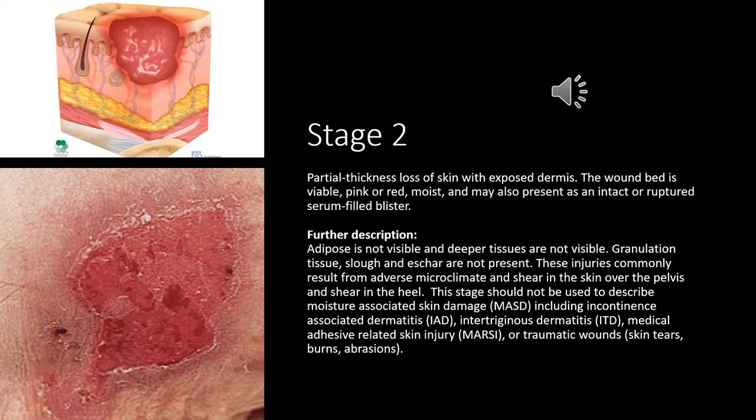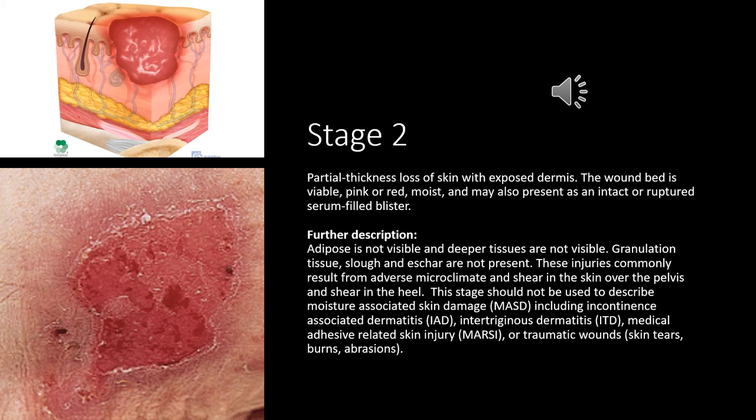So as you can see here on the top picture, the cross-sectional, we see a partial thickness loss of skin where the dermis is exposed. And that's what we also see on the bottom as we're taking a look there. We don't see any slough or any depth to the dermis there. So we're not seeing in the further description any adipose tissue, we're not seeing any granulation tissue, slough, and eschar.